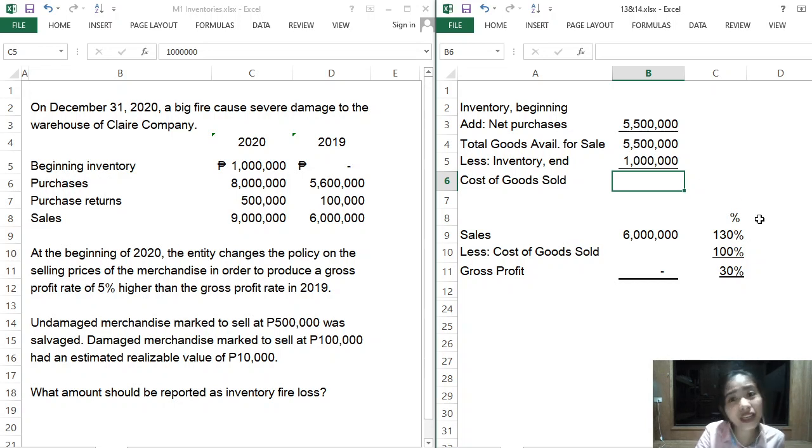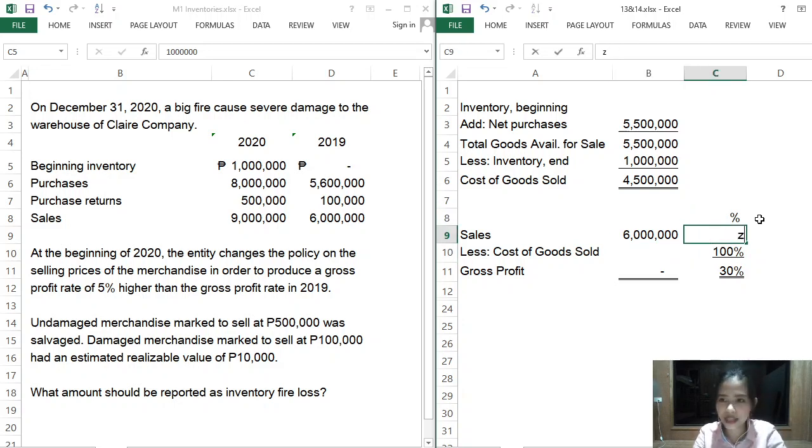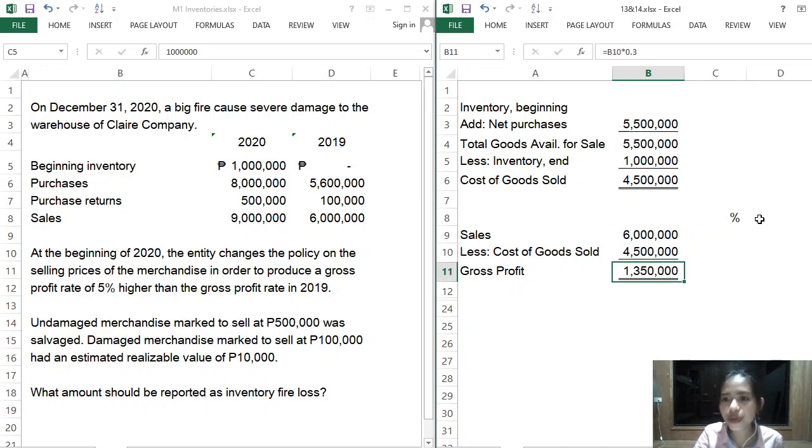So, if you have 1 million ending inventory, therefore, your cost of goods sold is 4.5. And from this, we could compute kung magkano yung rate. So, delete muna natin to. You have a cost of goods sold na 4.5. Therefore, you have a gross profit na 1.5 million. We're going to assume that the gross profit rate is based on sales. So, generally kasi yung gross profit rate natin is based on sales. Hindi niya sinabi kung based on sales or based on cost of goods sold. But if the problem is silent and wala siya masyadong information, yung default, okay, the default idea or the default concept there is based on sales.